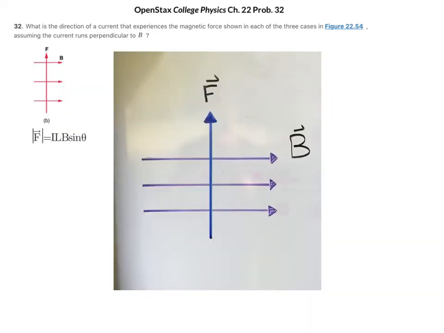Now, in the second scenario, we have the force going straight up. The magnetic field is now to the right. So we have to place our bent fingers to the right. So let's look at the video.